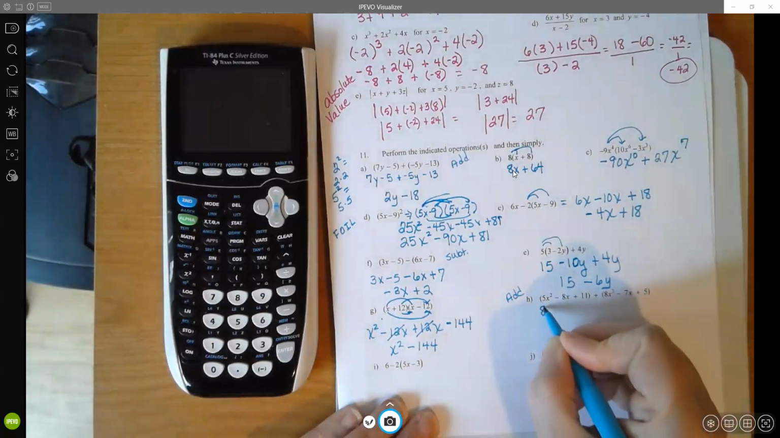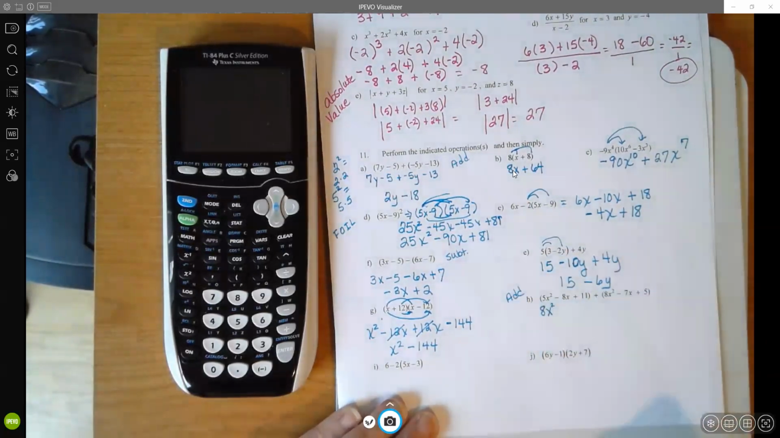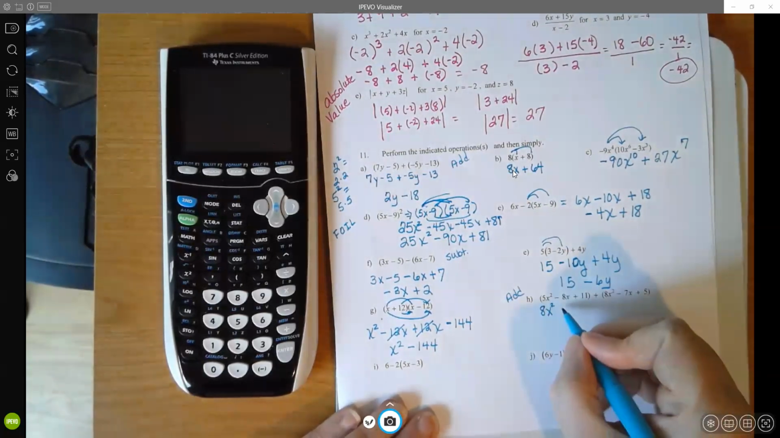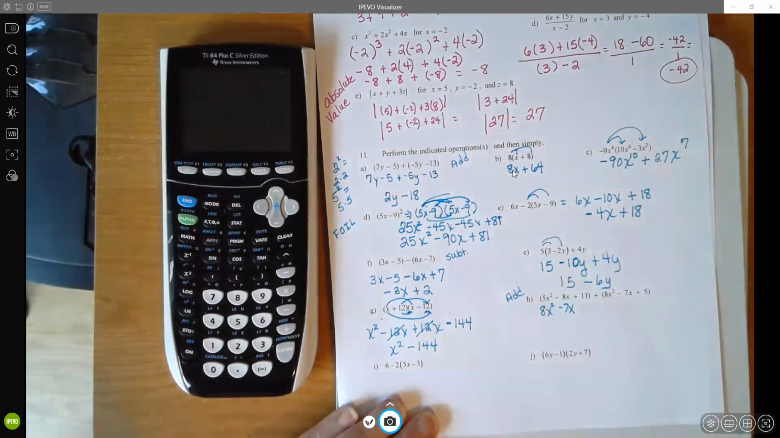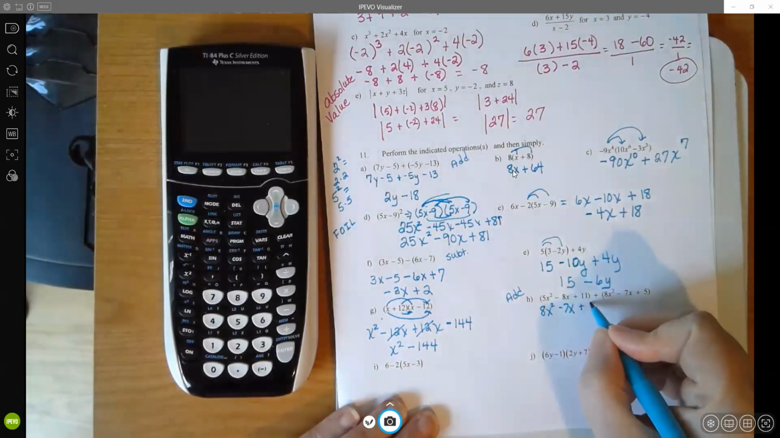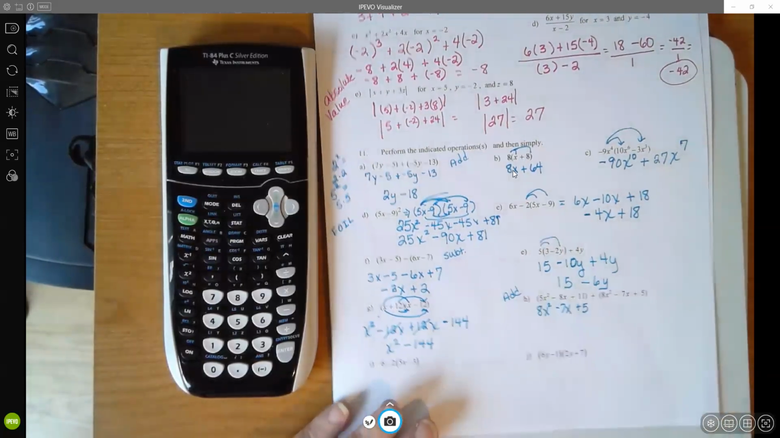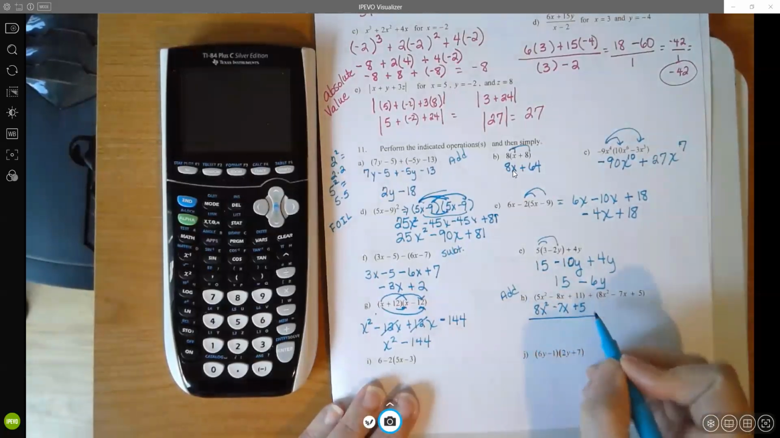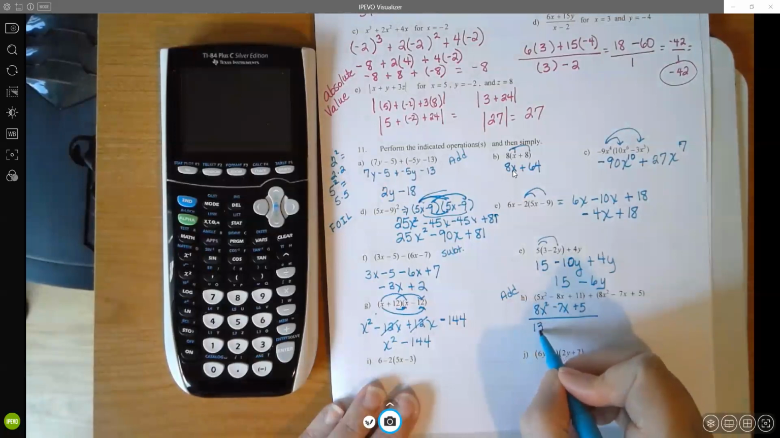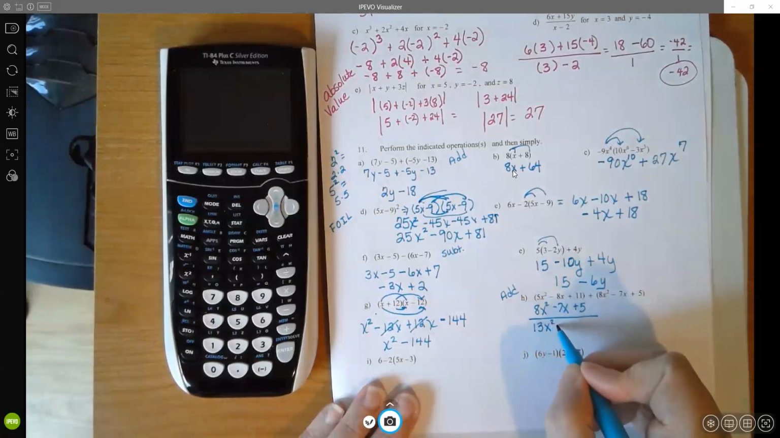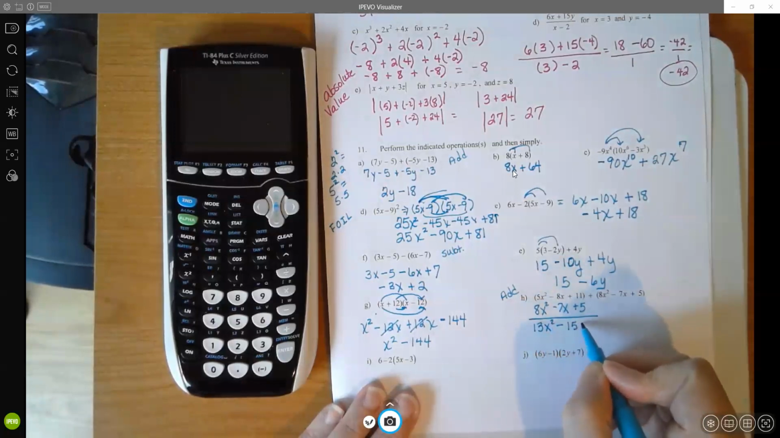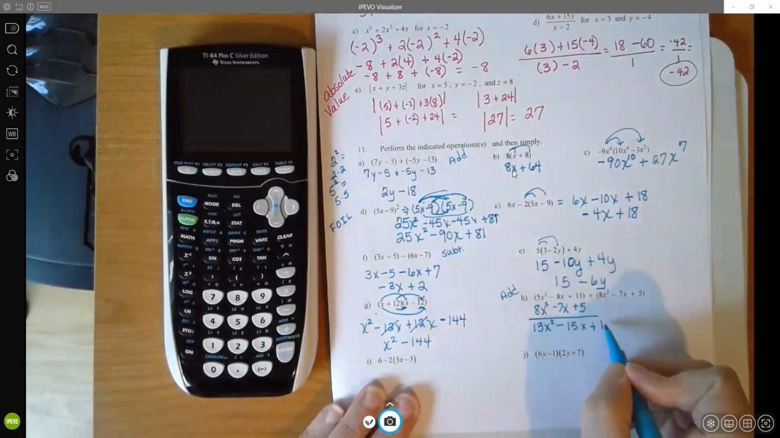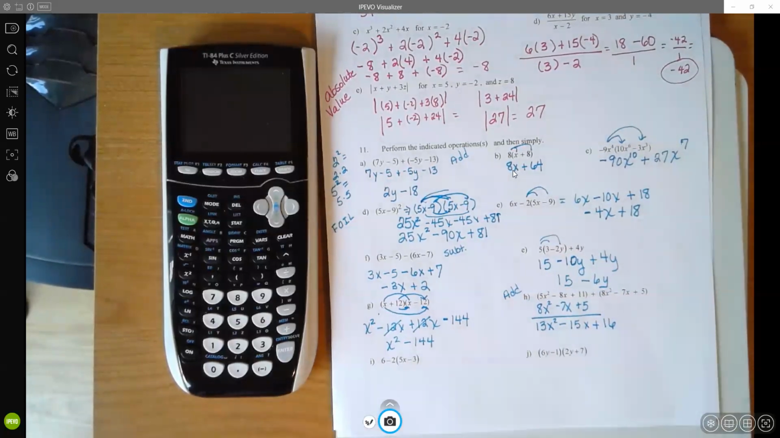I'm going to write the 8x squared underneath the 5x squared, the minus 7x under the negative 8x, and the plus 5 underneath the plus 11. Notice none of my signs changed. Then we're going to add. That gives me 13x squared minus 15x plus 16, because none of your signs change.